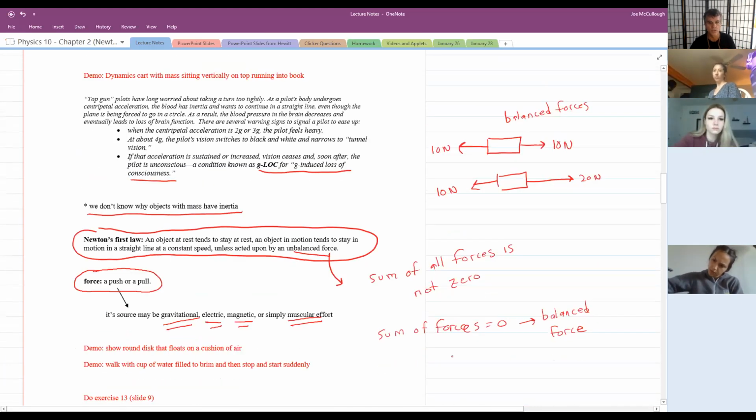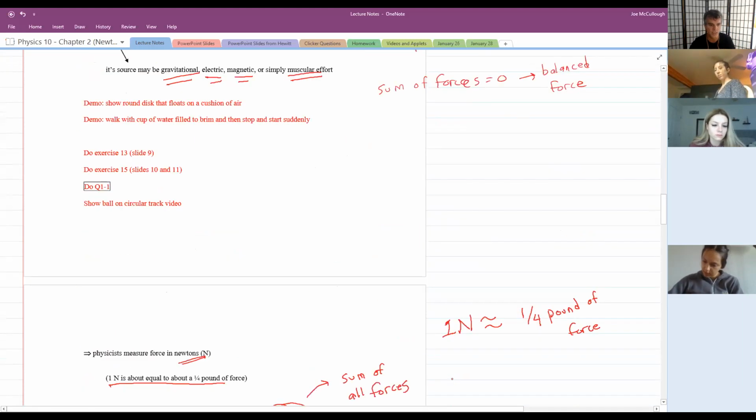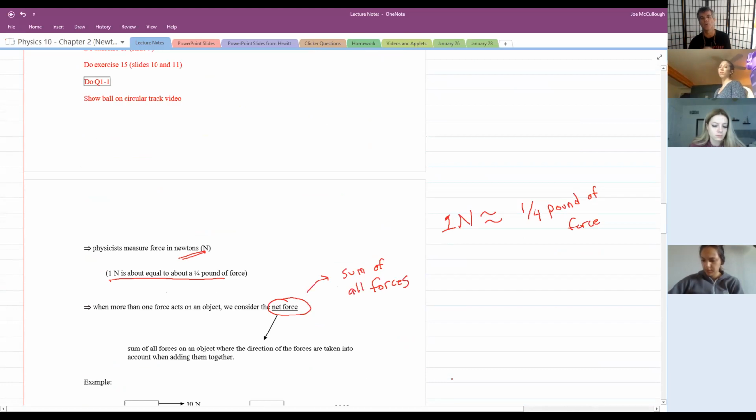And then Newton's first law just says that an object at rest tends to stay at rest. An object in motion tends to stay in motion in a straight line at a constant speed unless an unbalanced force acts on it, which means the sum of the forces is not 0. And a force is really just a push or pull. And then in physics, we measure force in a unit called newtons, and a newton is about a quarter pound of force.